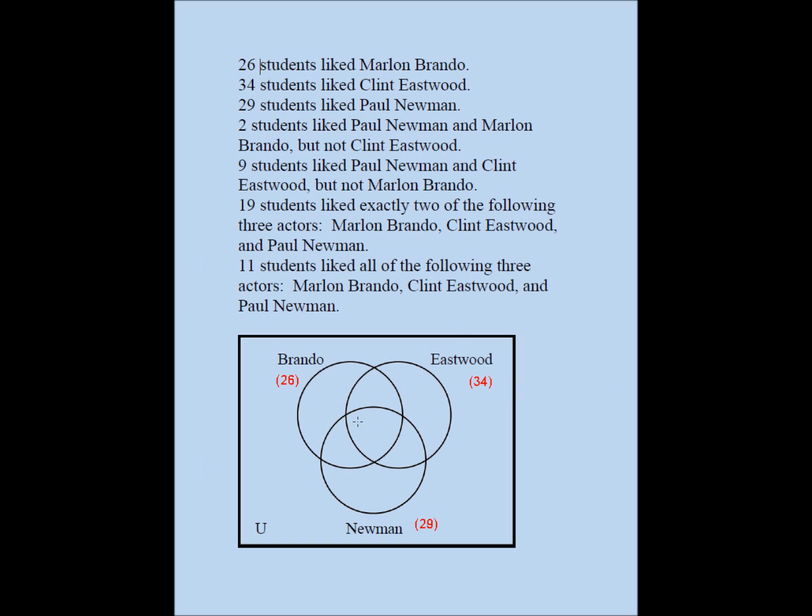This tells me 26 students like Brando. Some of these students may have liked Eastwood and or Newman, or both. All these four numbers should add up to 34. All these four numbers should add up to 26. All these four numbers should add up to 29. These are not one of the 8 numbers that we are looking for, but we are going to use these to find those. So we are done with this statement, and this statement.